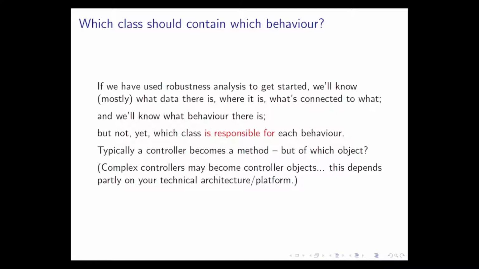If we have used robustness analysis to get started, we'll know at that point mostly what data there is and where it is and what's connected to what. And we'll know what behaviour there is in total. But we won't yet know which class is responsible for each behaviour. So typically a controller becomes a method, but which object should it become a method of?